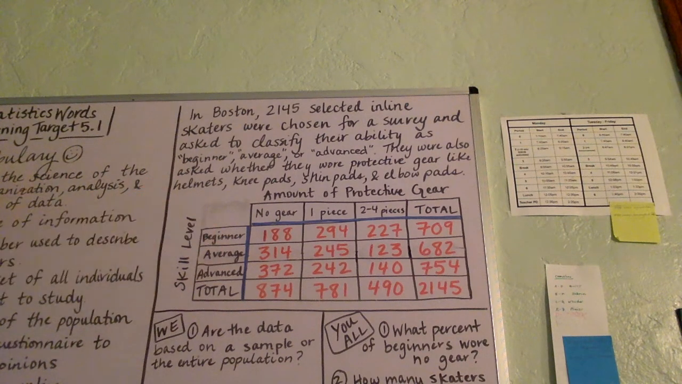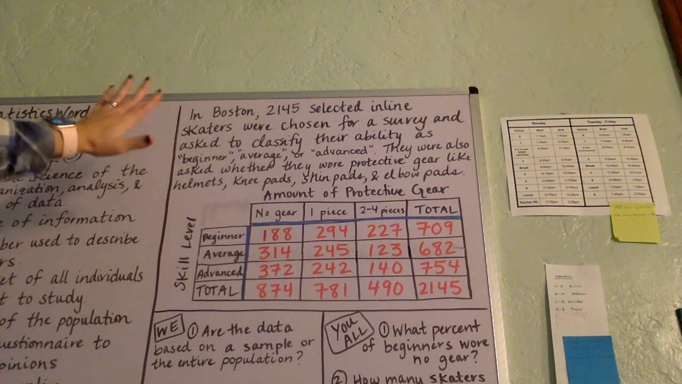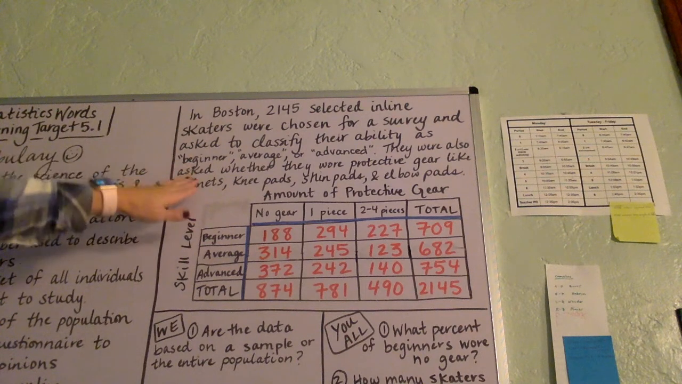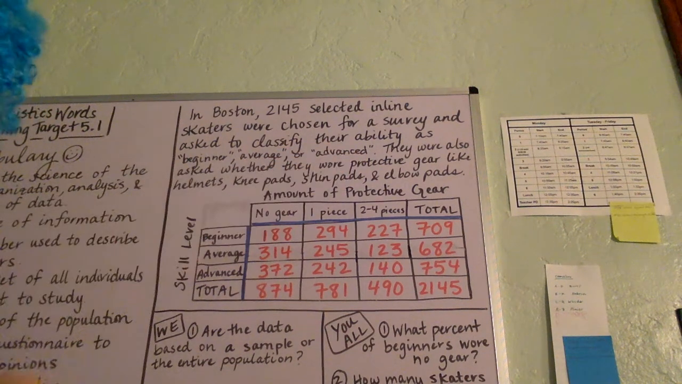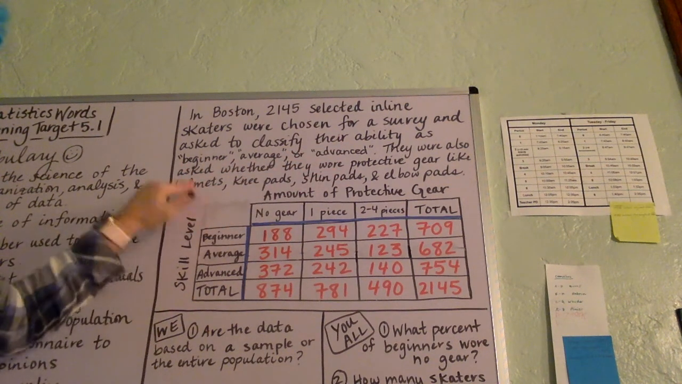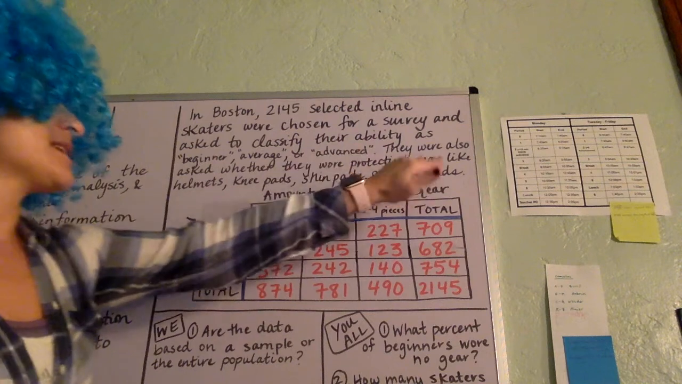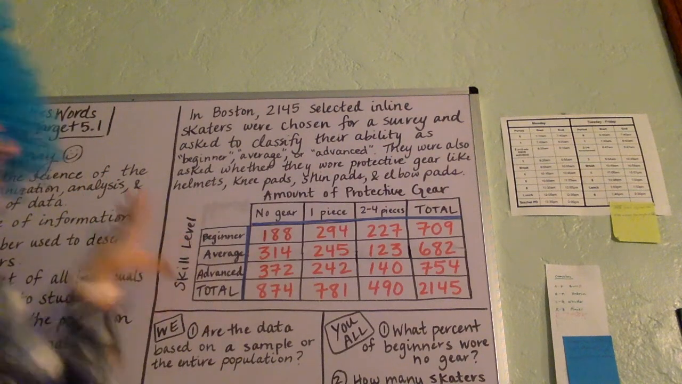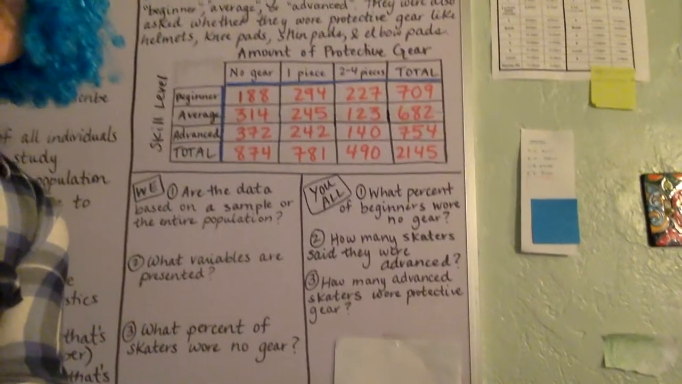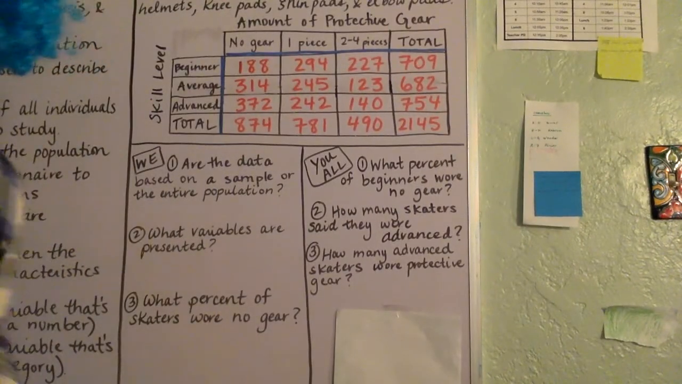This data that you see here is from Boston, several years ago. 2,145 selected inline skaters were chosen to take a survey and classify their abilities as beginner, average, or advanced. They were then asked how many pieces of gear they wear in terms of helmets, knee pads, shin pads, and elbow pads, and you can see all of their answers.